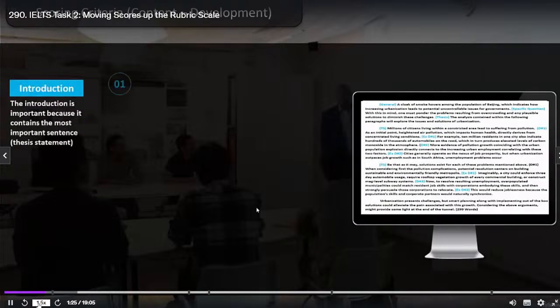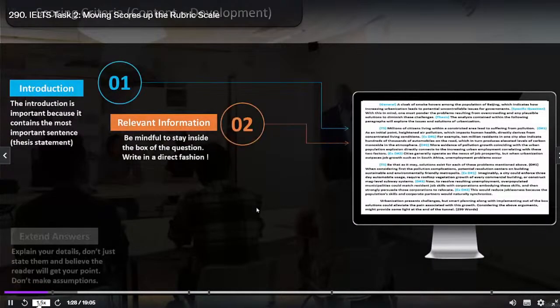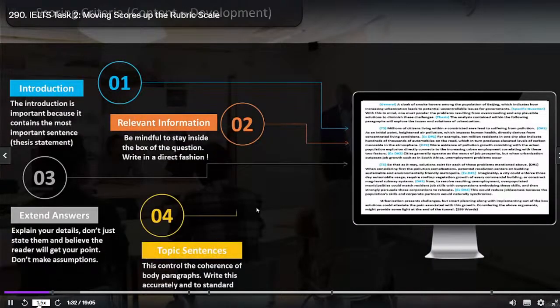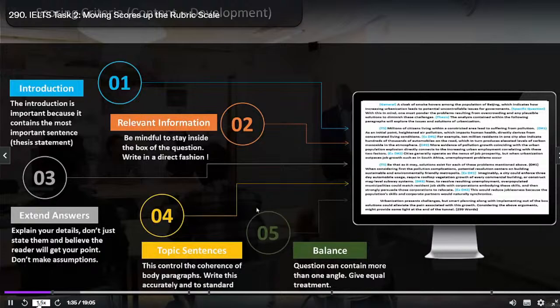First, when it comes to content, we should think about these 5 factors. Number 1, introductions. Introductions affect the content and development of your essay. A lot of students just blow it off, and they think the introduction is not really important. But the introduction contains the most important sentence of all, the thesis statement.